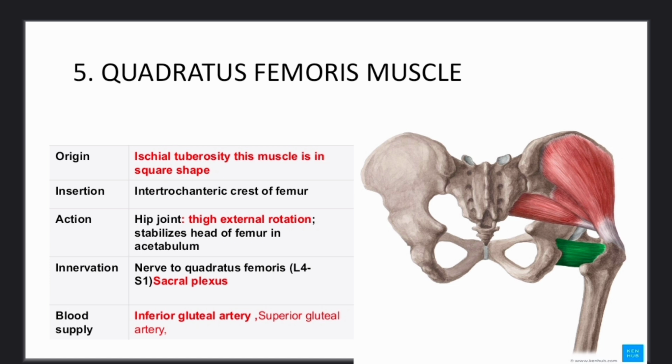So function is also the same, like lateral rotation of the thigh at the hip joint, stabilization of the head of the femur within the acetabulum. Daily life examples are the same: helps turn the leg outward while standing or walking, assists in changing direction while walking or running, and helps stabilization of the hip joint during any daily activities.